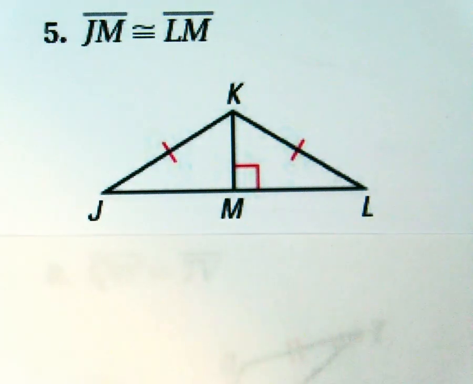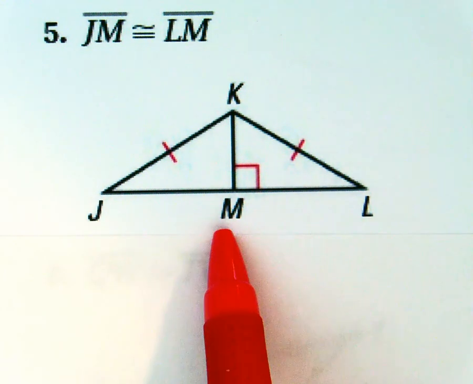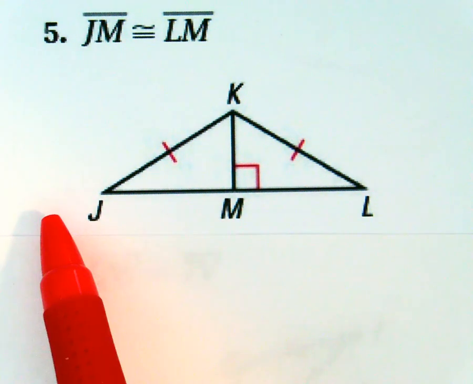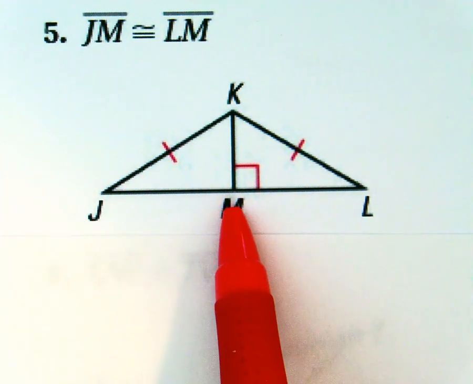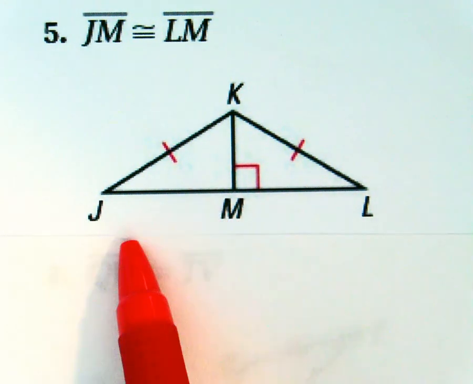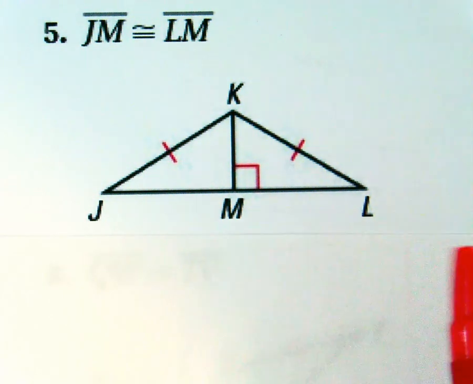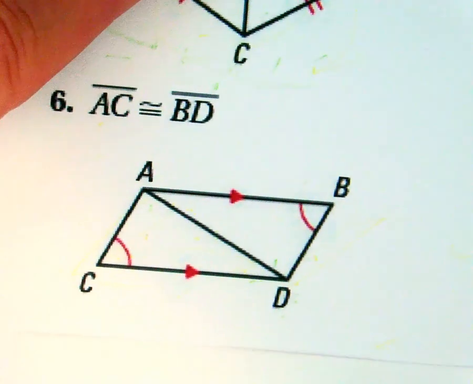Then the parts left are JM and LM. The corresponding parts, yes, they are. And notice that it's cited correctly from the acute to the right, the acute to the right. So you wouldn't want to say JM and ML. Okay, it'd technically be wrong. Okay, how about this one?